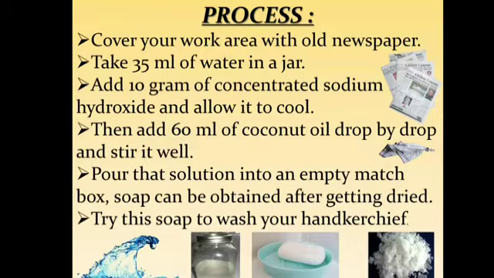So to prepare a soap, what is the process? You have to cover your area with an old newspaper. You are taking 35 ml of water in a jar. Now to that 35 ml of water, you are adding 10 gram of concentrated sodium hydroxide. The concentrated sodium hydroxide is added to the water and we are allowing it to cool. And then you are adding 60 ml of coconut oil drop by drop, stirring the water and the sodium hydroxide well.